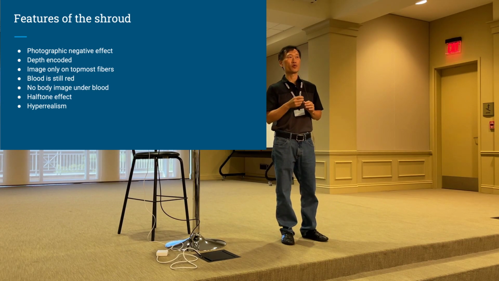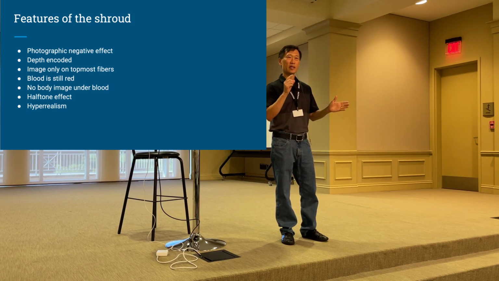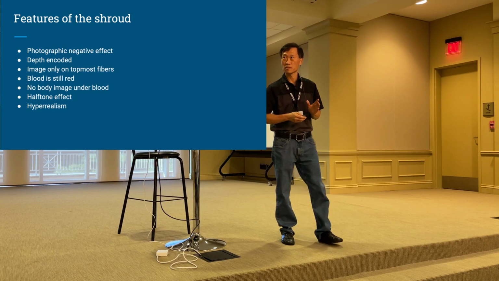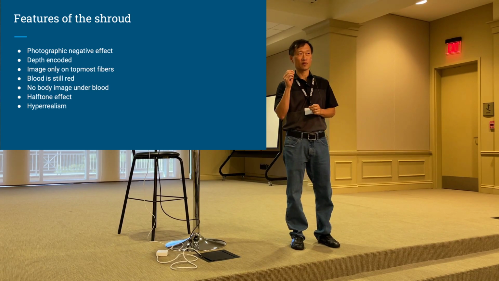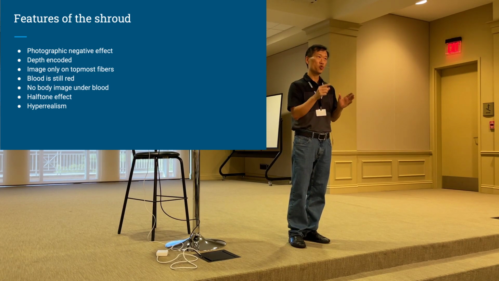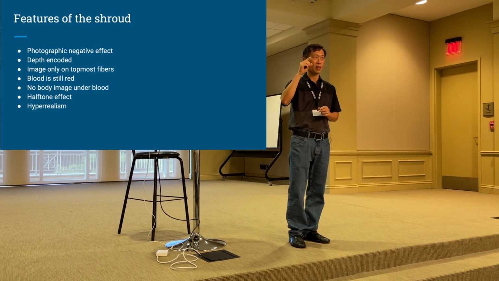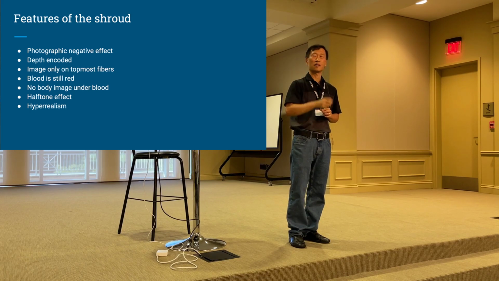There's also 3D encoding on the shroud, so not only is this a 2D image, you can actually process it and it can reveal 3D information inside that shroud. The image is only on the topmost fibers. Within a linen yarn, there are around 200 fibers, and the image is only on the top 1, 2, 3 fibers of a yarn. And in a single fiber, the discoloring is only on the circumference of the fiber. There is no discoloring inside of a fiber.